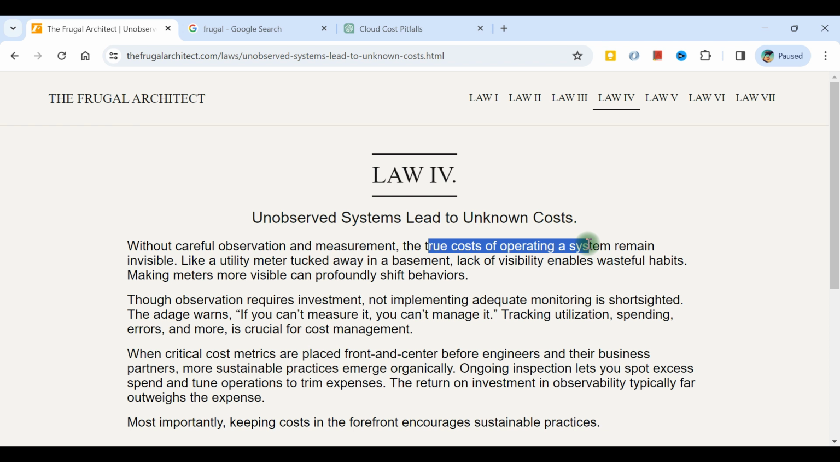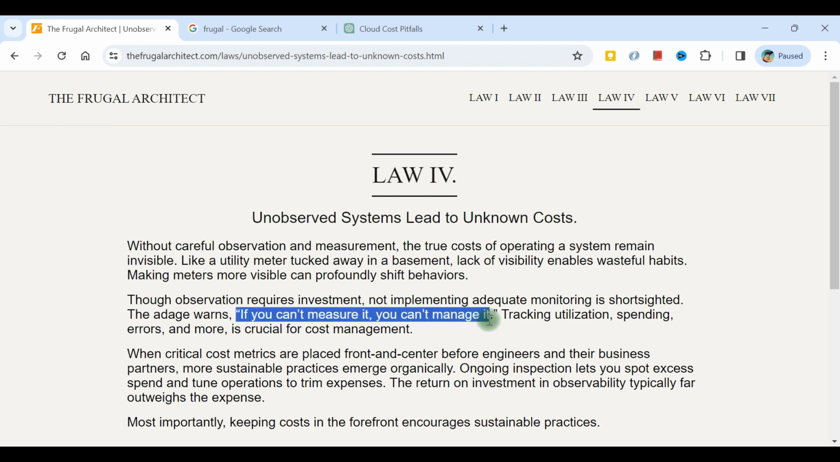Though observation requires investment, not implementing adequate monitoring is short-sighted. The adage warns, if you can't measure it, you can't manage it. So these taglines are great. If you can't measure it, you can't manage it. Tracking utilization, spending, errors, and more is crucial for cost management.